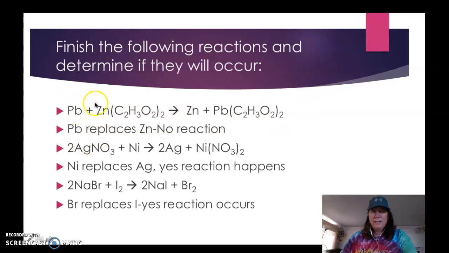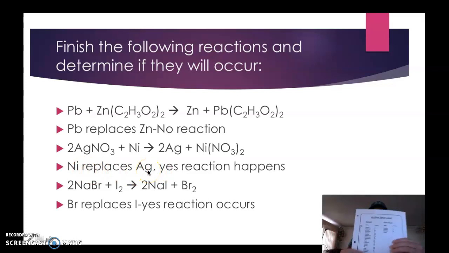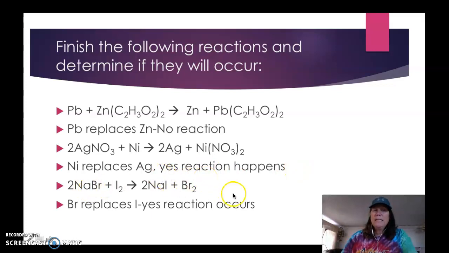Here's one where we have nickel replacing silver. Silver's combined over here, and nickel is by itself, so nickel replaced it. I guess I wrote it right there, so that would make more sense. So silver is way down here and nickel is above it, so that reaction is going to happen. Since nickel is higher, it will replace anything below it. And that's how you use that chart.